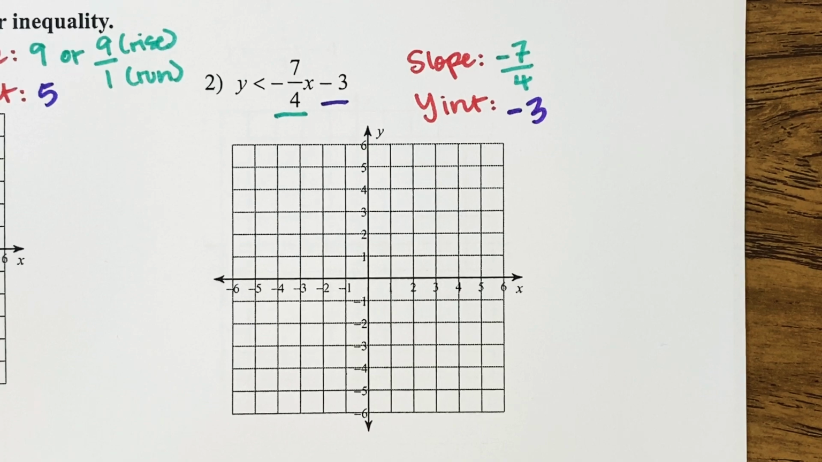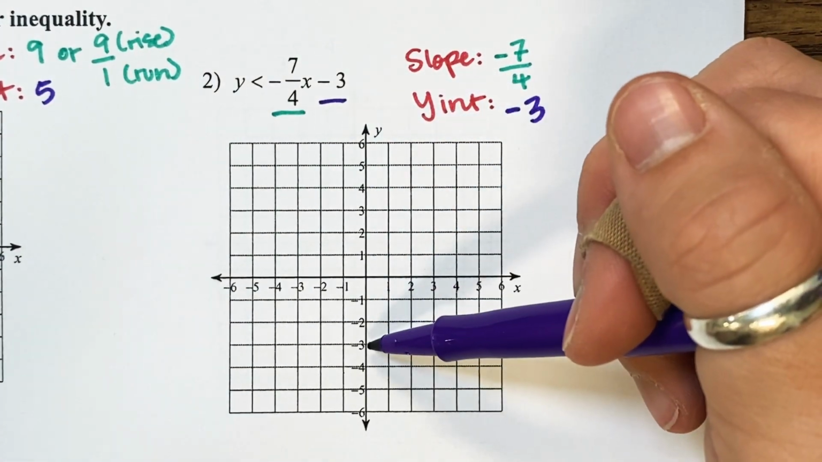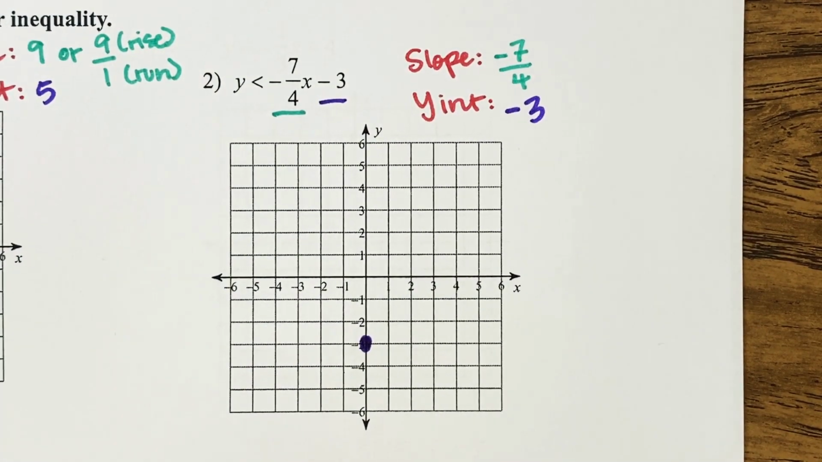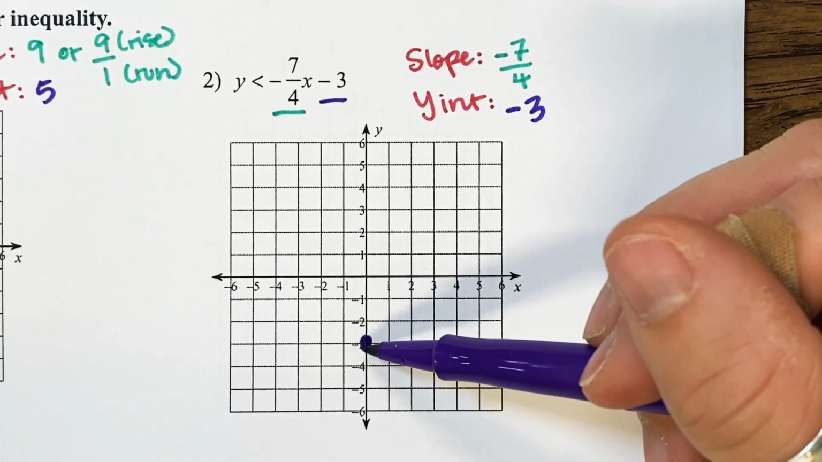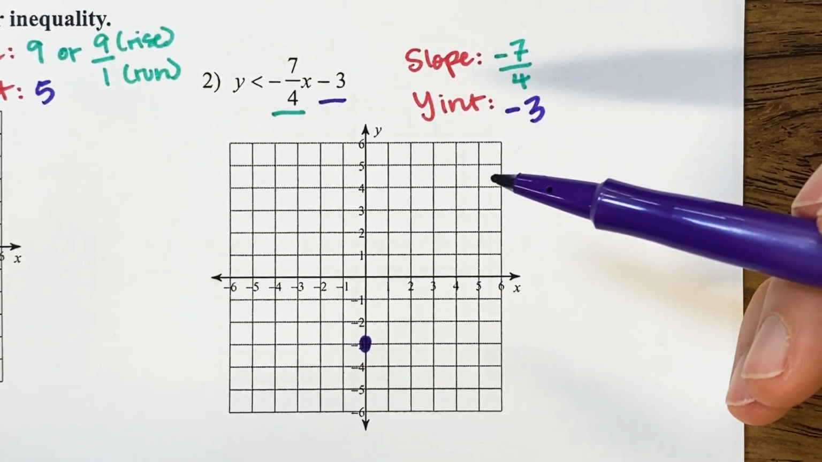And that is going to be our starting point. Okay, so finding -3 on our y-axis, we're going to put our first point right there. Okay, so now our slope is negative, so we want to go down 7. But again, what's going to happen when I go down 7? We're going to go off the graph, but that's totally fine.